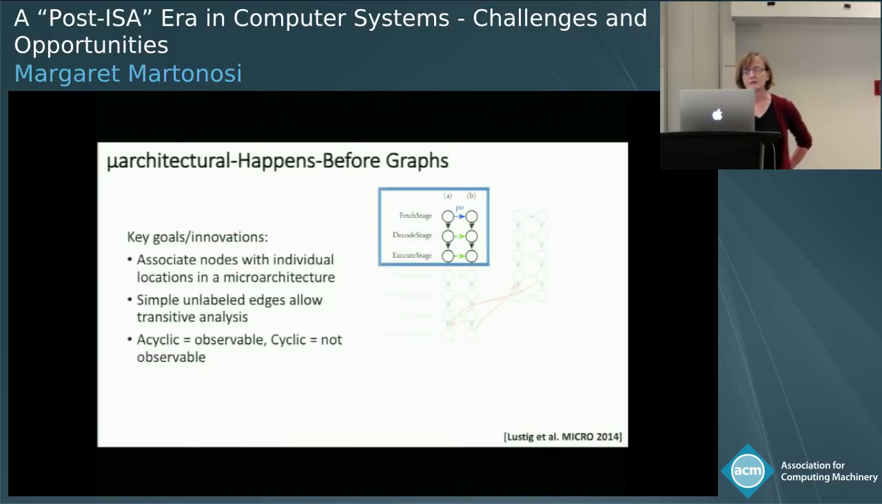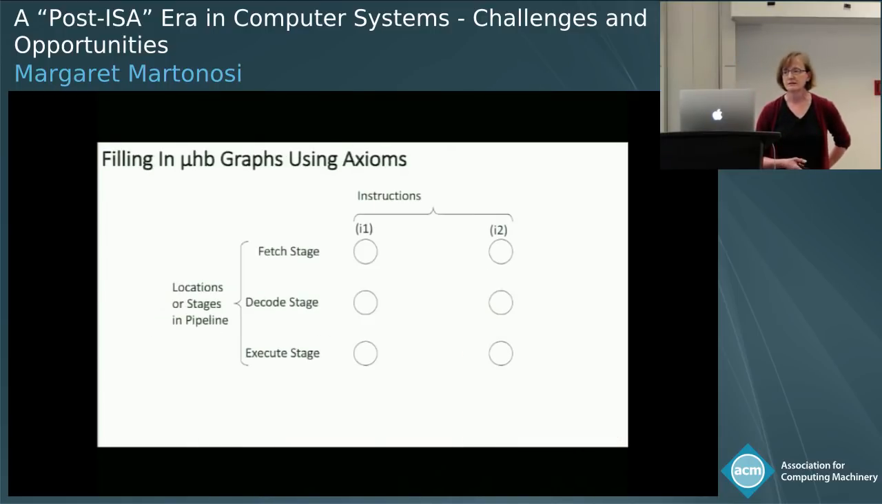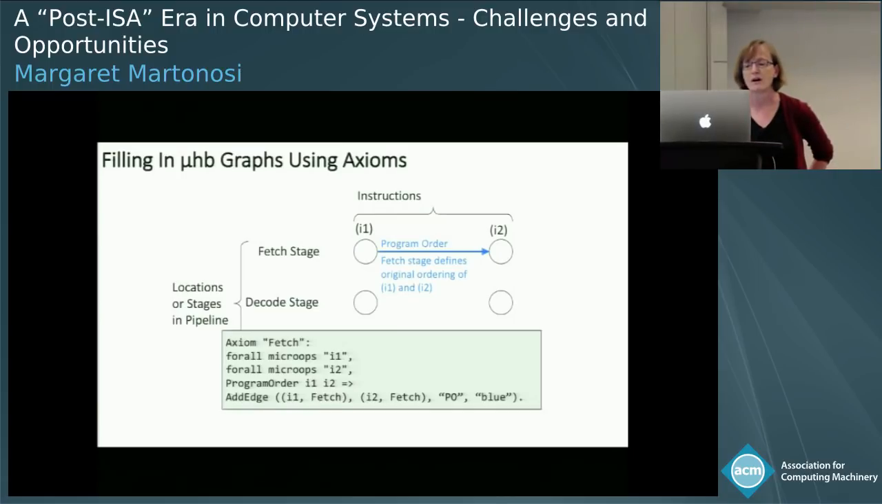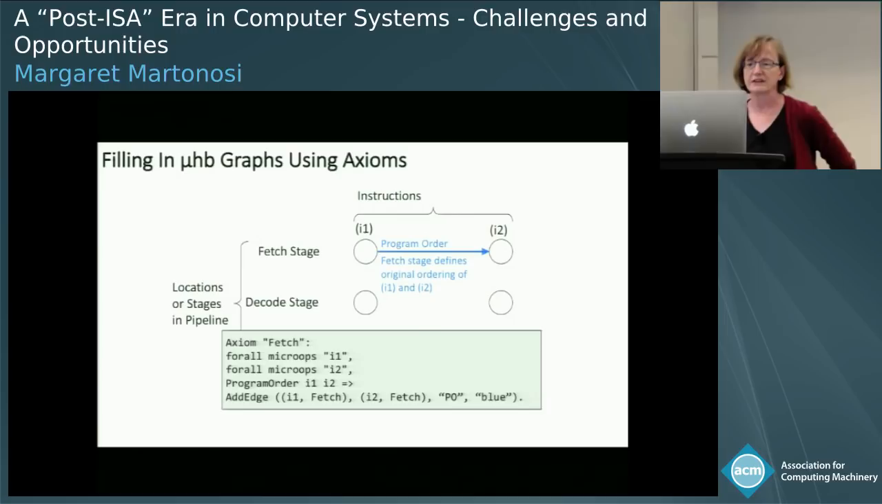So let's zoom in a little bit more on this piece of it. So here we are, zoomed in. We can have an axiom that describes something we know about fetch. We're going to say that fetch is going to happen in program order. And so we can essentially ask to add an edge for all I1, I2 between the fetch stages of those two.